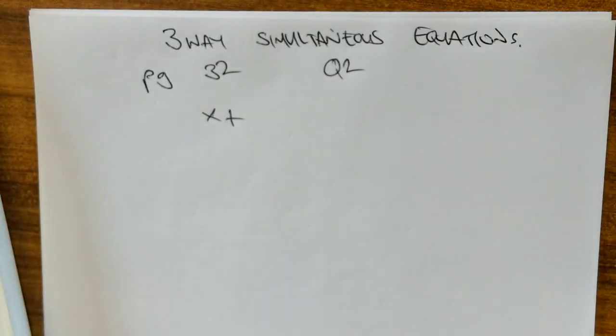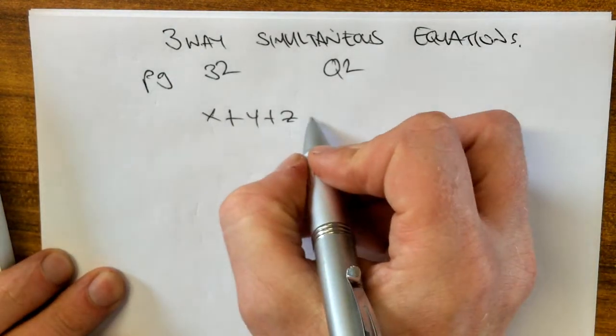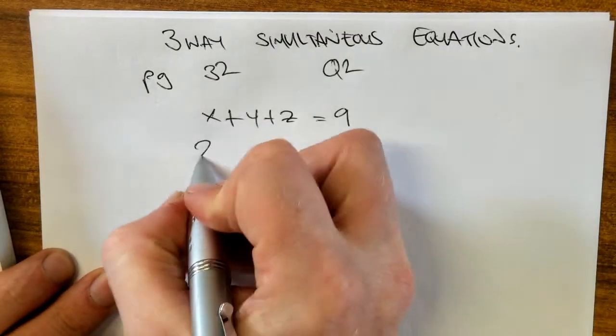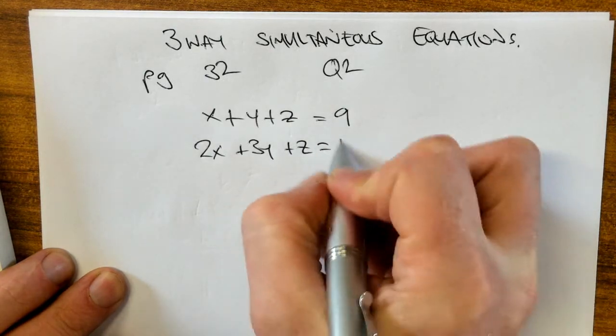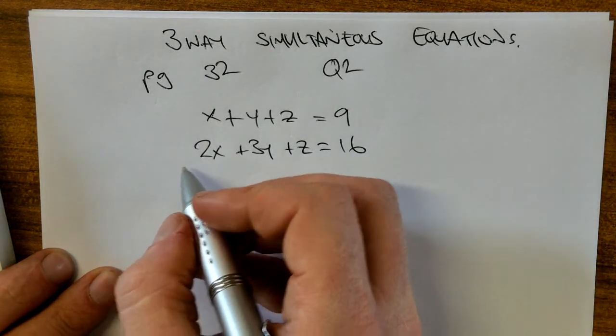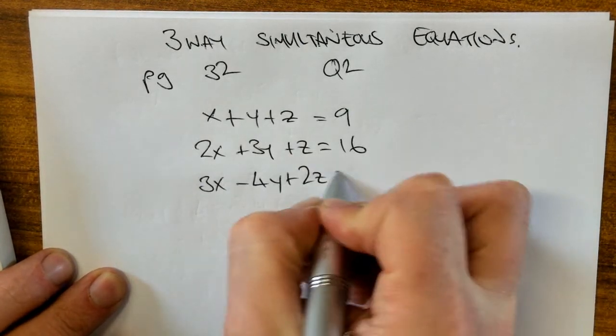Okay, so there's three equations in three-way simultaneous equations, and we're going to solve these with substitution. So it's x plus y plus z is equal to 9. There's the first equation. And we have 2x plus 3y plus z is equal to 16. And then we're going to have 3x minus 4y plus 2z is equal to 1.